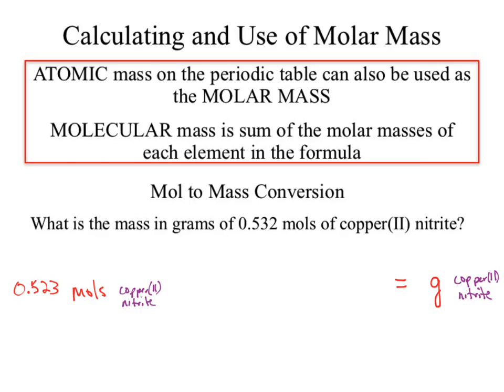Are those units the same? No. So what do we need to do? We need to do a conversion. In that conversion, what needs to happen? I need the moles of copper 2 nitrite to show up on the bottom. Why do I want it on the bottom? Because you cancel out, so that unit can cancel with the unit in our previous system. What unit do we want to have shown up on the top? Grams of copper 2 nitrite.